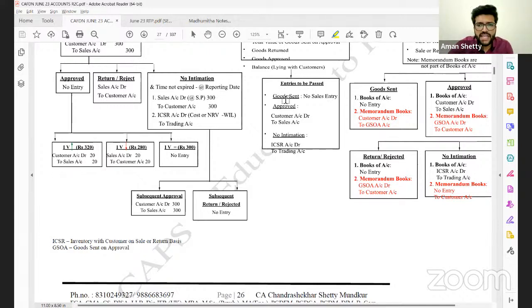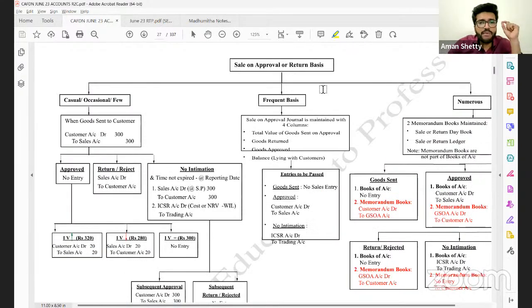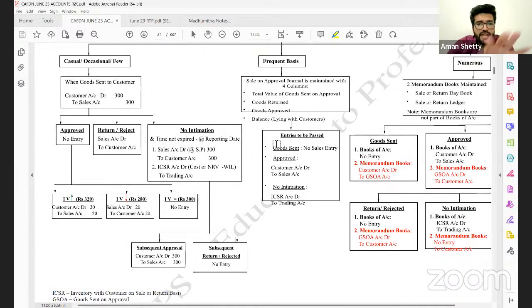Yes. Next, when it is on frequent basis, that time sale and approval journal is maintained with 4 columns. First one is total value of goods sent on approval. Second is goods returned. Third is goods approved, and last is balance lying with customer, which is the difference between total value of goods sent minus goods returned minus goods approved. Yes, this journal is maintained, on which we have certain problems also, which we will be going through.